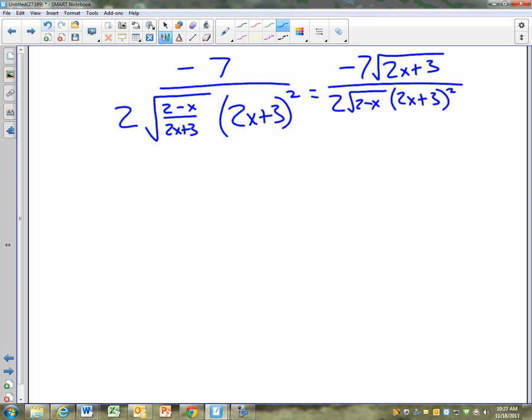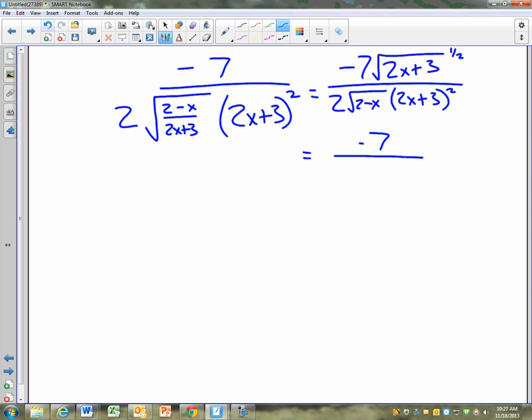Do you see what happens now? This is 2x plus 3 to what power? 1/2. And you also have a 2x plus 3 on the bottom, right? And there's no addition in here or subtraction. So if you divide these, what do you do to the exponents? You subtract. So you don't even have to have that part on top.